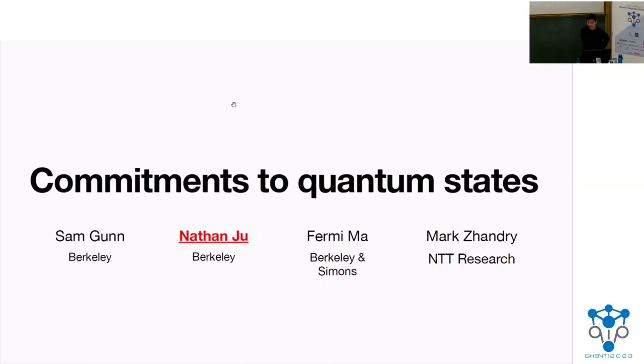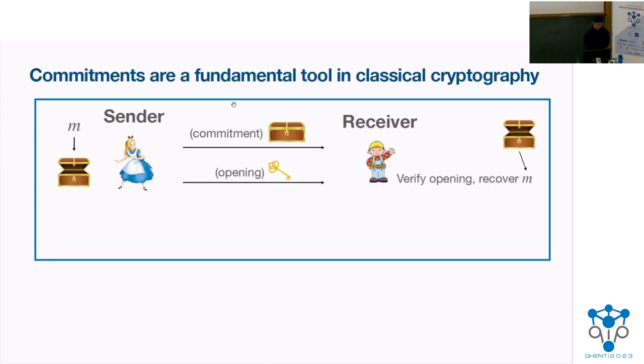Okay, so this talk is based on a paper with Sam Gunn, Fermi Ma, and Mark Zhandry titled Commitments to Quantum States. All right, so commitments are a fundamental tool in classical cryptography. They're basically the digital analog of a locked box. And a sender can commit to some classical message M by sending a commitment, and they can later open to the message by sending an opening.